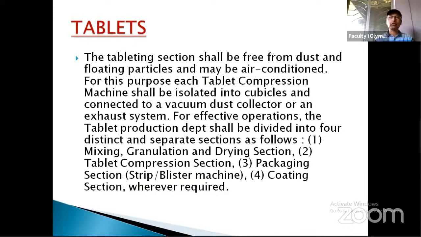In the first section, there will be mixing, granulation and drying of your ingredients. So in the first section, you have to take the weights of the ingredients. You have to mix it in the mixer. If required, you have to make the granules in the granulator. And their drying is also necessary. Sometimes you have to dry the powders. Sometimes you have to dry again the granules after preparing granules from the powders. So in the first section, these unit operations will be done: mixing, granulation, drying.